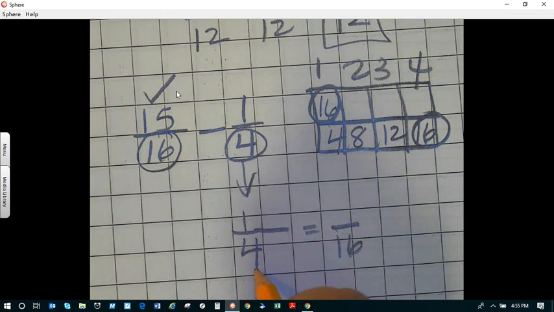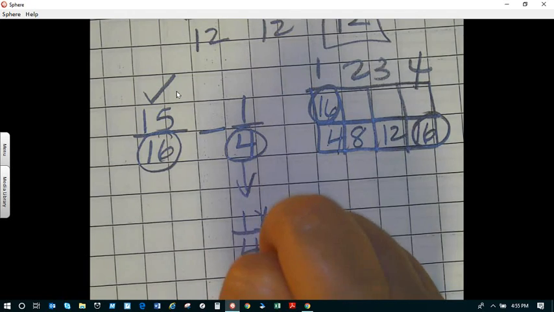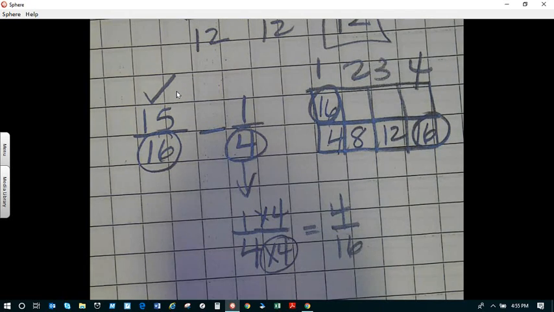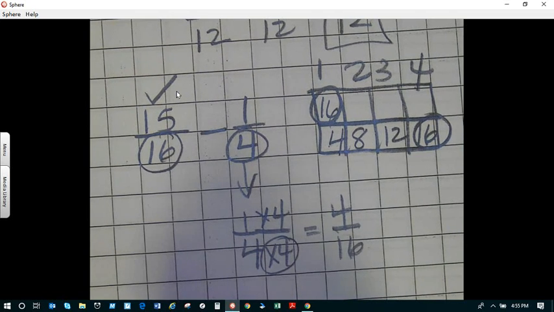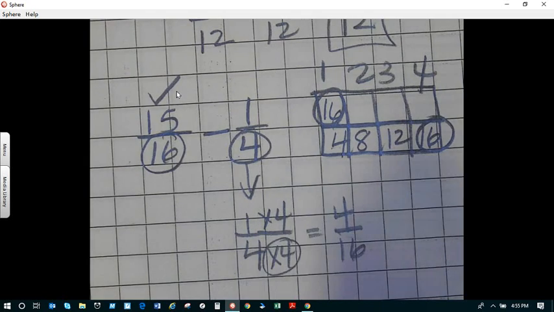So how did I do it? Well, 4 goes into 16 4 times because 4 times 4 equals 16. Whatever I do to the bottom, I've got to do to the top. 1 times 4 is 4. Now I'm ready to subtract out. I have 15/16 minus 4/16 equals 11/16.